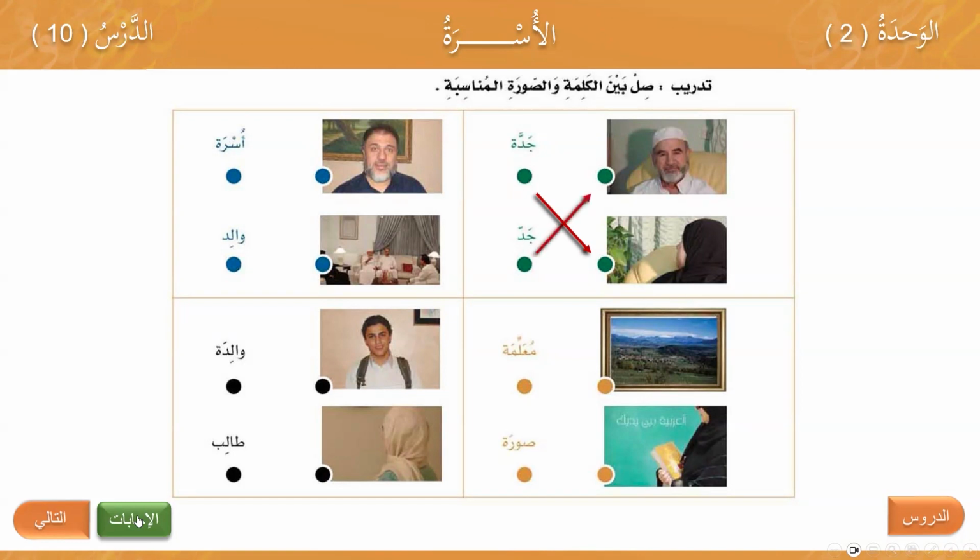And then we have jaddun. So for the masculine, we will say jaddun. Similarly, we have usratun. So you will make an arrow for usratun, for the family. As you can see, many members over there. And walidun, father, you will make an arrow over there. Similarly, we say muallimatun, and she has the book Al-Arabiyyatu Bayna Yadayk, Arabic in your hands, and that's a lady, so she is a lady teacher. And suratun, that means a picture. Both of them are feminine, so both of them end with the rounded ta. Then we have walidatun, mother, as you can see over there in the picture, and talibun, that means a student.